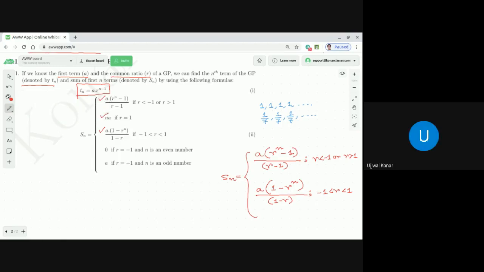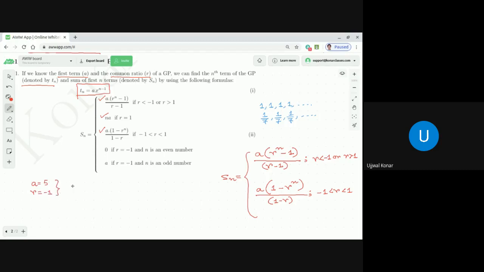And the remaining case: if R is minus 1, then the sum of the first n terms will depend on whether n is even or odd. If it is even, then it will be 0. Correct? 1 minus 1, 1 minus 1, like that. Did you get the point? Suppose we have a geometric progression where R is equal to minus 1. Suppose the first term is 5, that is A is equal to 5, and the common ratio R is equal to minus 1.